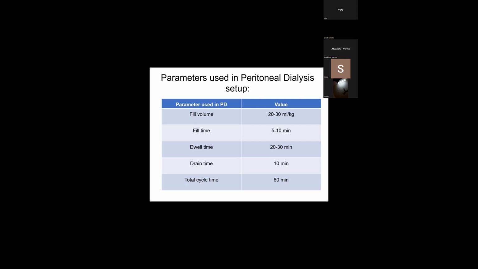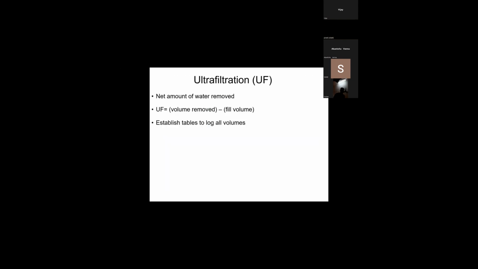And third is dwell time, the time for which the dialysate remains in the peritoneal cavity for peritoneal dialysis. This is kept as 20 to 30 minutes. And fourth is drain time, that is the time required for the dialysate fluid to flow from the peritoneal cavity through the drain into the urobag. This is kept as 10 minutes. So fill time plus dwell time plus drain time constitute one cycle or one exchange. Total one cycle time is generally kept as 60 minutes.